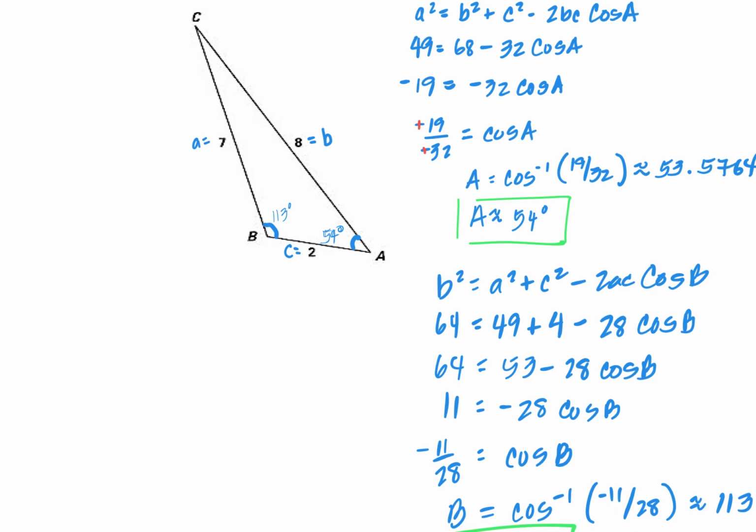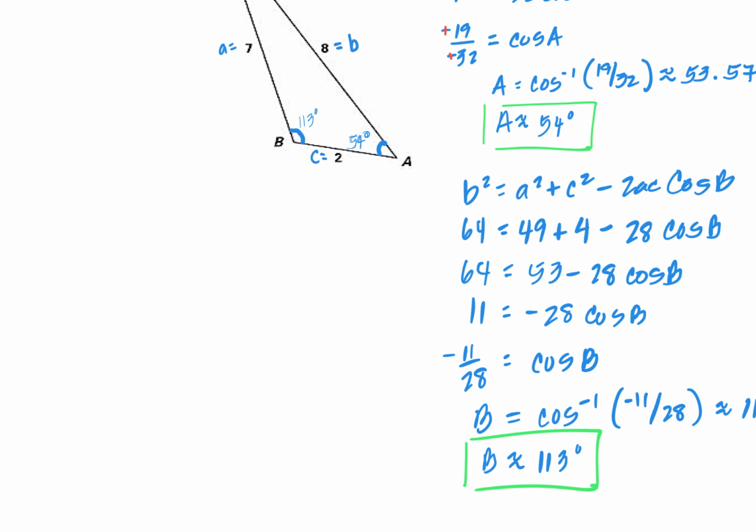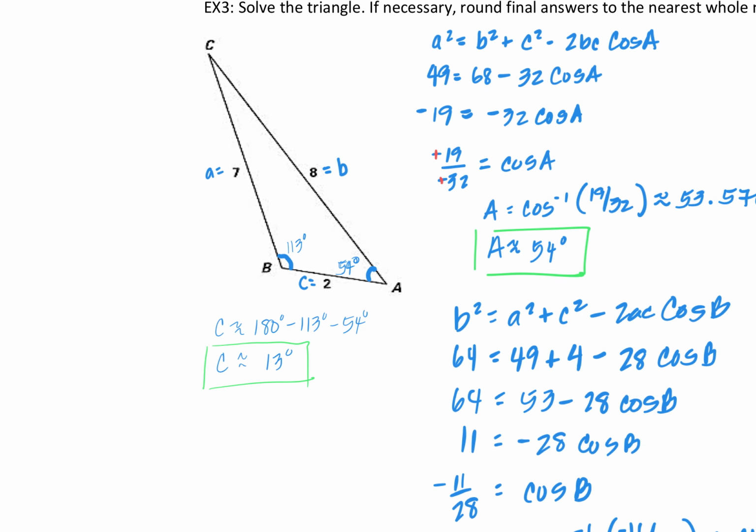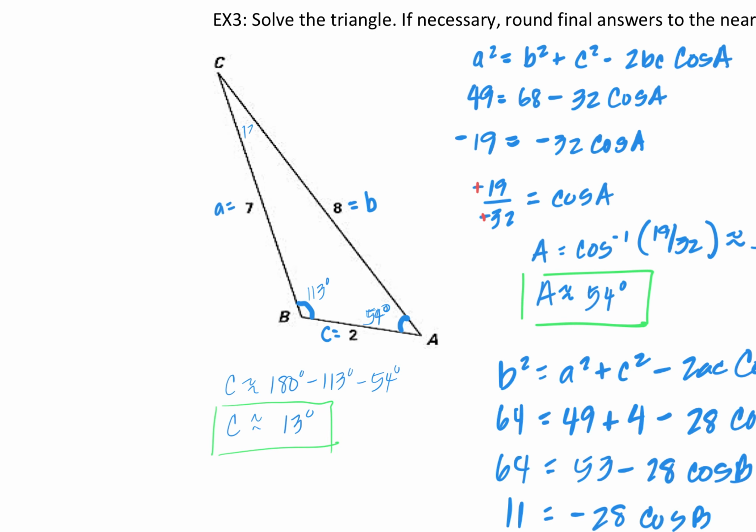Last step is to find C. I'm going to simply use the fact that my angle C is approximately 180 degrees minus the 113 for B minus the 54 for A. And again, it's an approximation. I get about 13 degrees. Double checking my triangle, definitely makes sense, because C is only 2. So having an angle of only 13 degrees does make sense there.